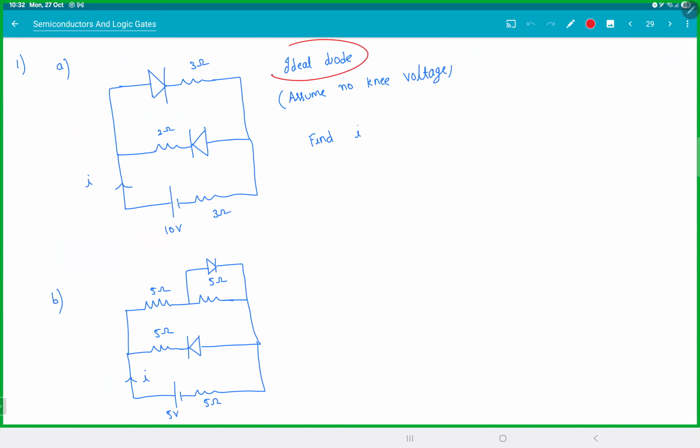I have taken ideal diodes, meaning resistance is 0, and I'm also assuming there's no knee voltage, meaning there's no barrier potential. Can you find the current in the circuit?